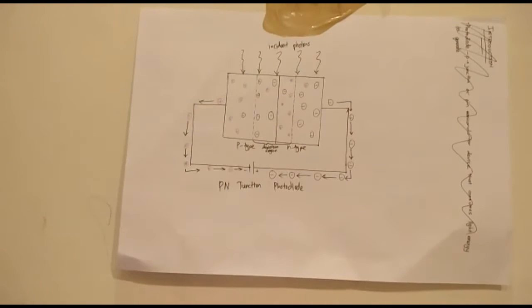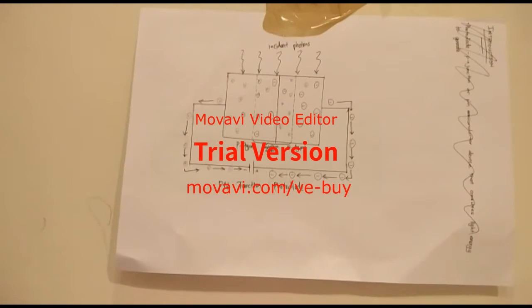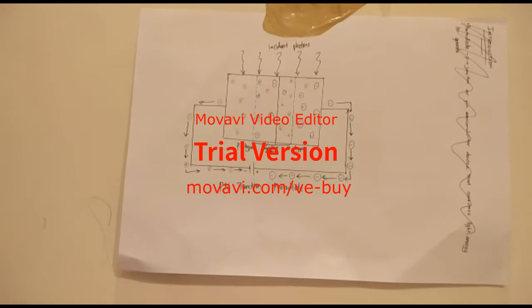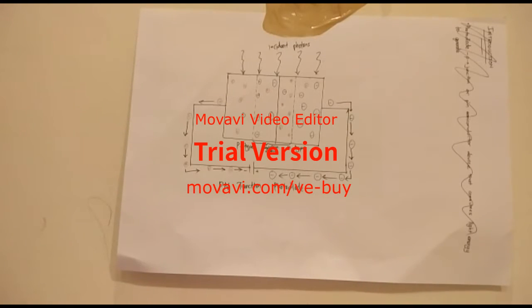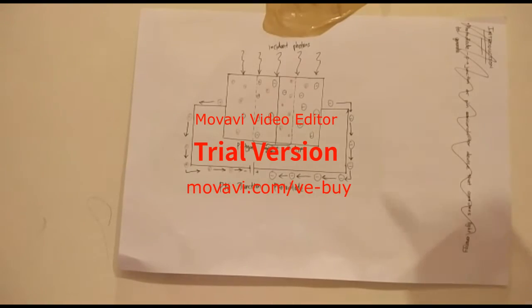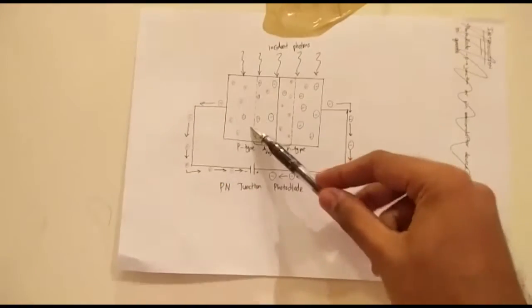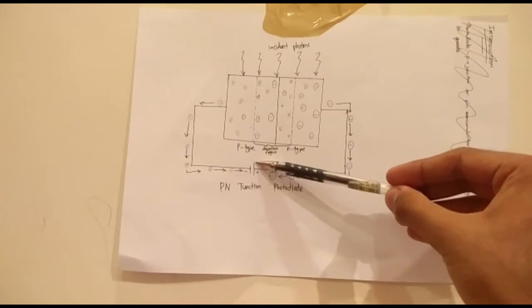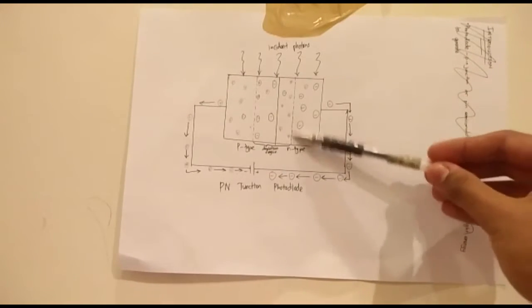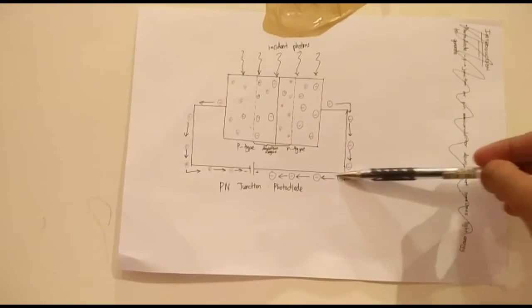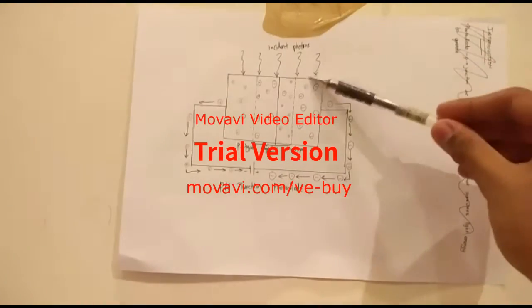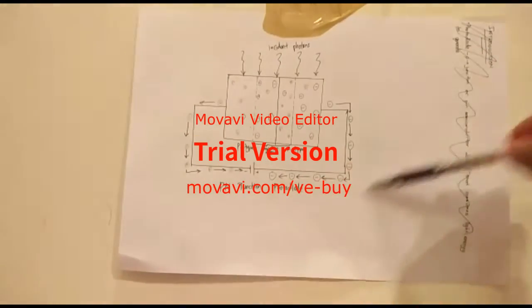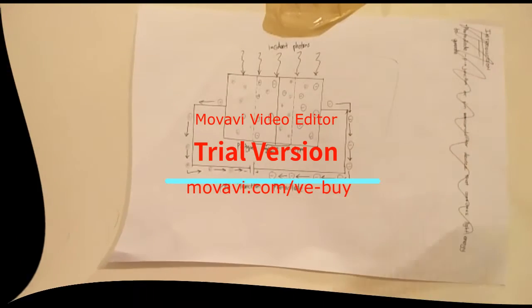So this is a basic diagram for a photodiode. A photodiode is specially designed to operate in reverse bias condition. Reverse bias means that the P side of the photodiode is connected to the negative terminal of the battery, and the N side is connected to the positive terminal of the battery. So when the incident photons enter, this is the cycle of the PN junction photodiode.